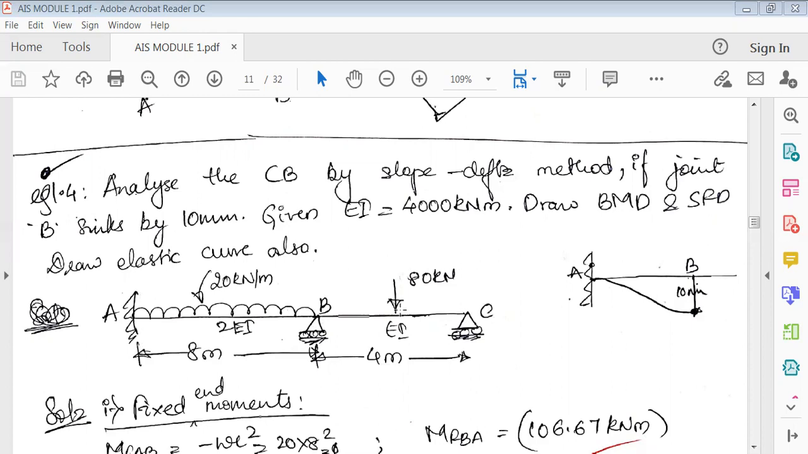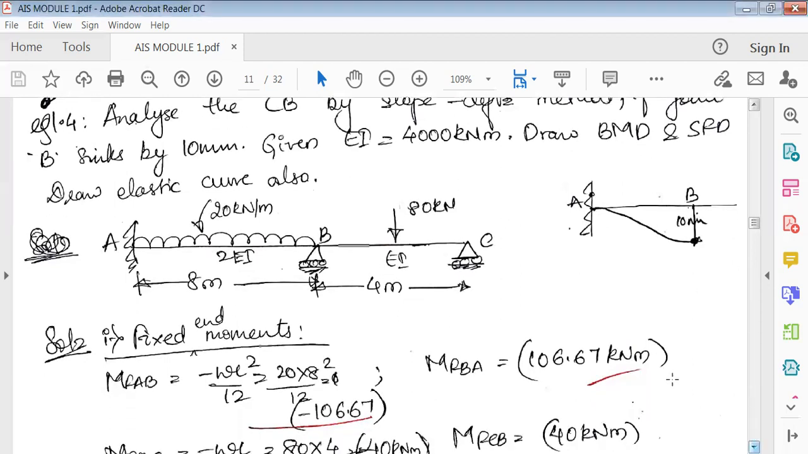Okay, now it is a sinking type of problem, so it is very different from the previous problem. Everything would be the same, but there will be additional EI values you have to substitute. Now, as usual, first we'll calculate the fixed end moments. To calculate the fixed end moments, it is the same as before.